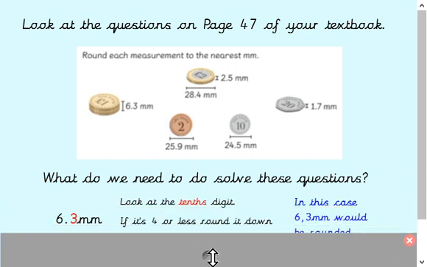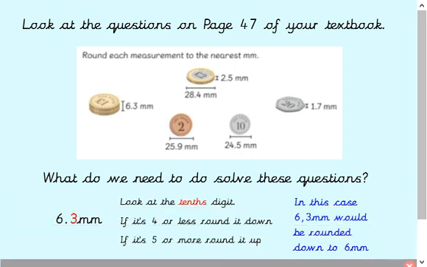Well, first of all, my first job is when I look at the number, I need to be looking at the tenths digit. If it's 4 or less, I should be rounding it down. If it's 5 or more, I should be rounding it up. So in this case, 6.3 would have to be rounded down because it has 3 in the tenths column. Were you able to round any of these others, up or down?